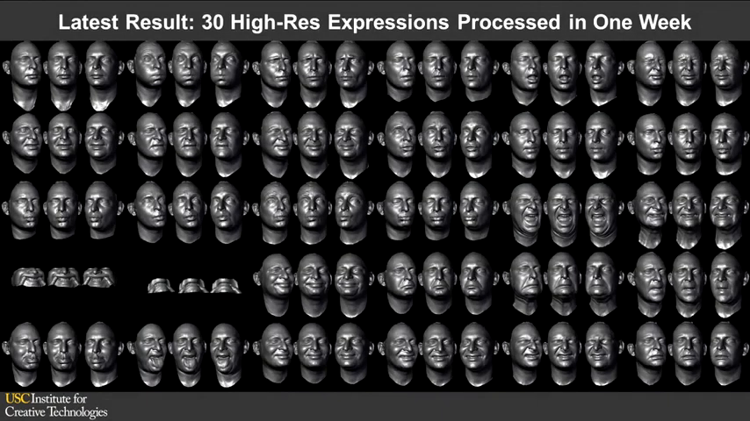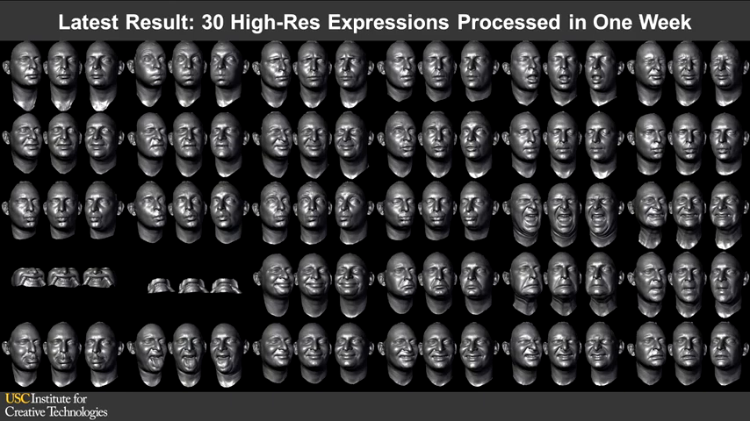The key, though, is that we didn't just scan Ari in one expression. We scanned him in many expressions. And this is most of the data set that was scanned for the Digital Ira project. It's 30 expressions. Each one here is actually shown 3 times because we see it rendered from the front and then kind of from the 2 sides. That's how we normally output our previews of a scan, so we can check that it looks good ear to ear.